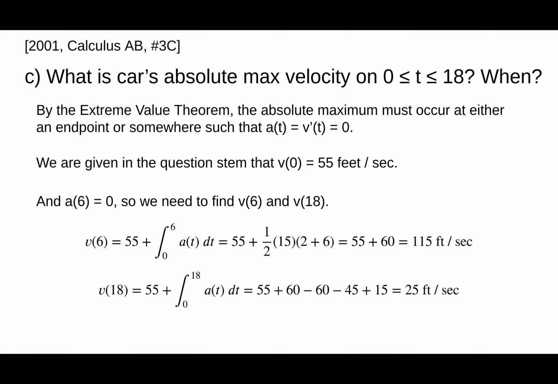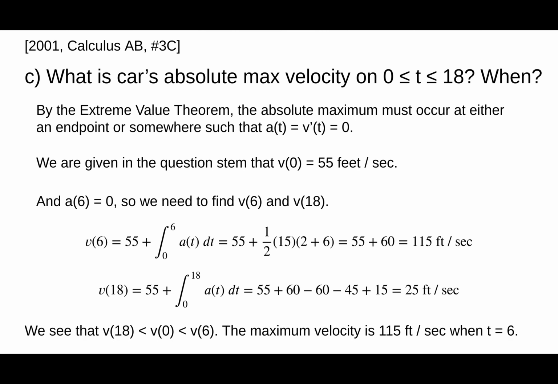V of 18, we can do the same way, 55 plus that integral. So we take into account the fact that from 0 to 6 it was 115. Notice after that the values of a of t are all negative for a while, so we're going to get some negative area here. A lot of what we gained for v of 6 gets canceled out, and ultimately v of 18 turns out to be 25 feet per second, which is definitely less than 115 feet per second. So what we can conclude here is that the maximum velocity of the car is 115 feet per second, and it occurs at t equals 6 seconds.